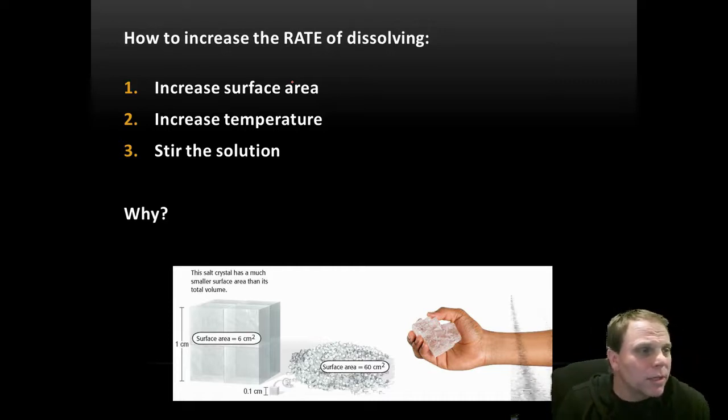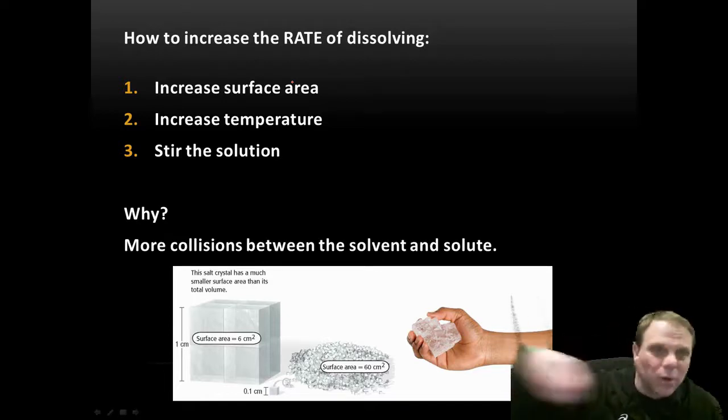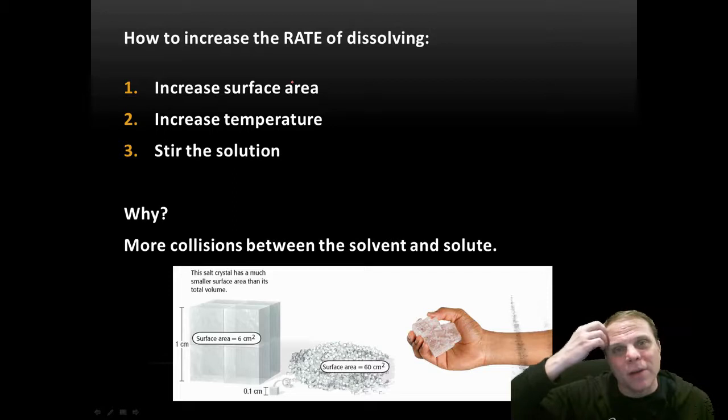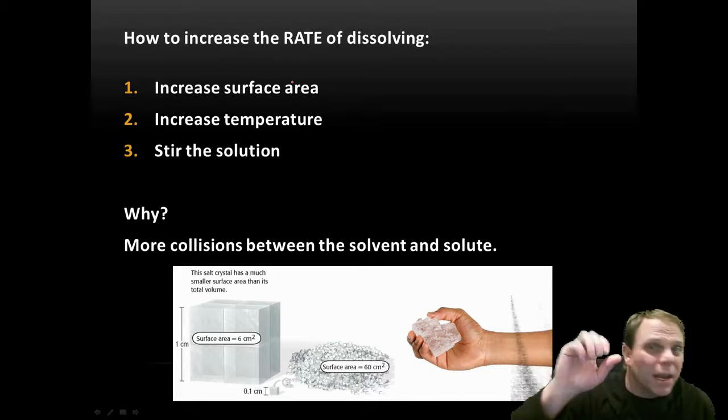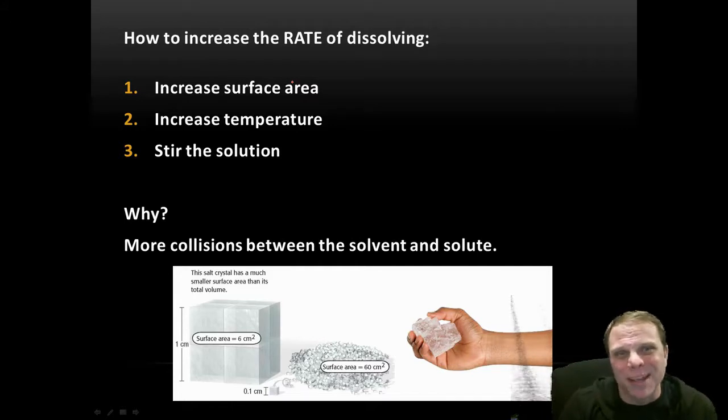Another way to increase the rate of dissolving is to increase the temperature. And again, what you're doing is you're increasing the number of collisions, right? And then you can stir the solution. Again, what are you doing? You're increasing the number of collisions between the solvent and the solute. And so that gives more opportunities for that solvent particle, that water, to have an attraction to the solute particle. And so that's why that works.